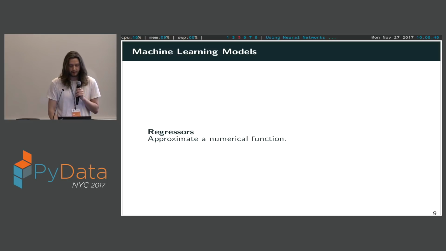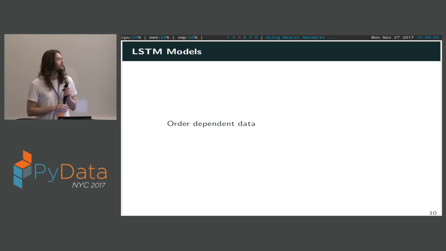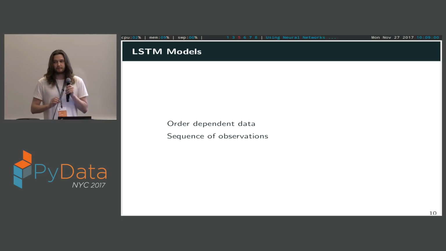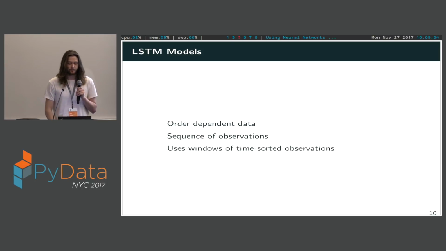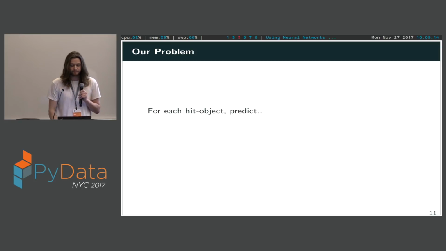So at this point, since this is about time series data, we have LSTM models, which are a type of time series neural network that allows you to model order-dependent data. These mostly model a sequence of observations. The way they use the time aspect is that you train on, instead of a single sample, a window of time-sorted observations.